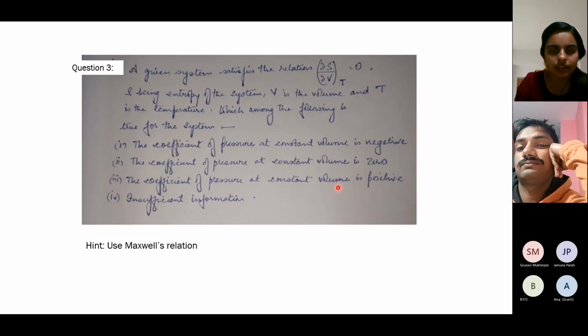Okay. So now the next question. This question is quite similar to one of the questions.